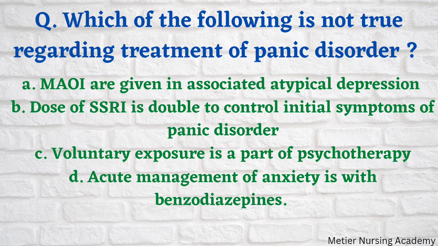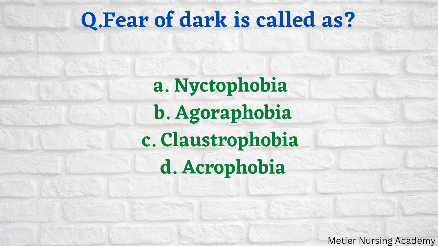Which of the following is not true regarding treatment of panic disorder? This question was asked in NIMHANS 2019. Monoamine oxidase inhibitors are given in associated atypical depression. Dose of SSRI is doubled to control initial symptoms of panic disorder. Voluntary exposure is a part of psychotherapy. Acute management of anxiety is with benzodiazepines. These are all the options they have given. And here the right answer is option B, that is, dose of SSRI is doubled to control initial symptoms of panic disorder.